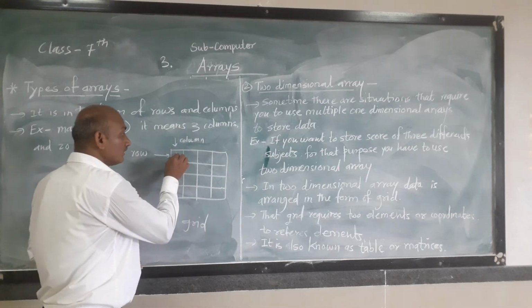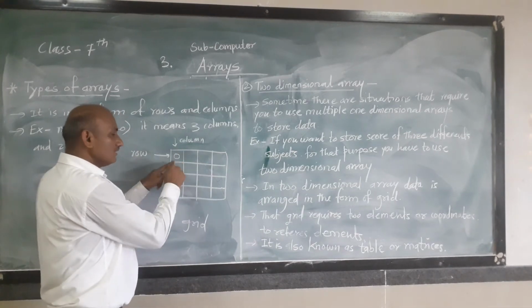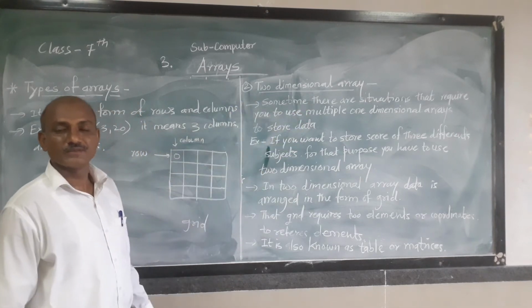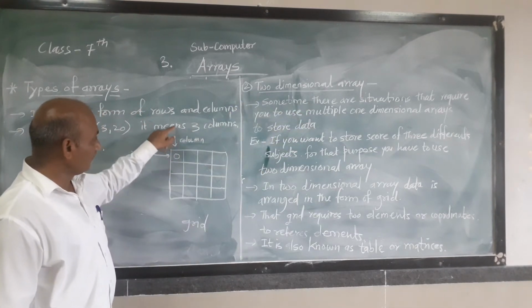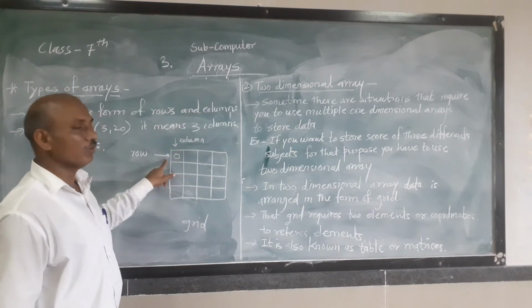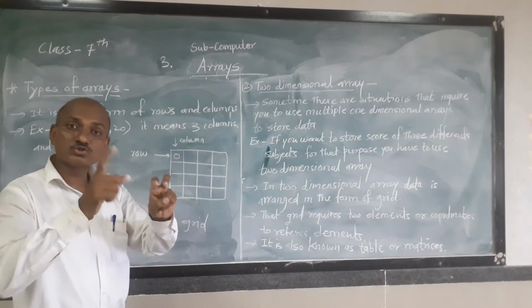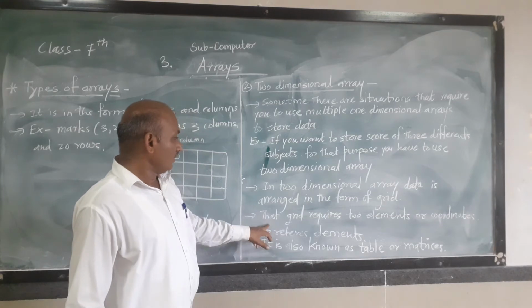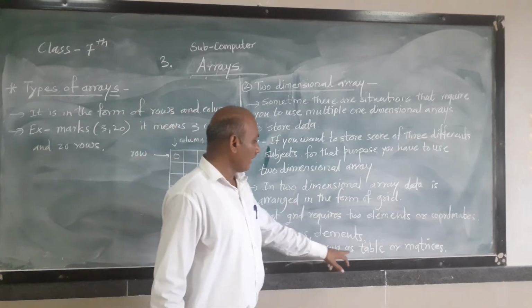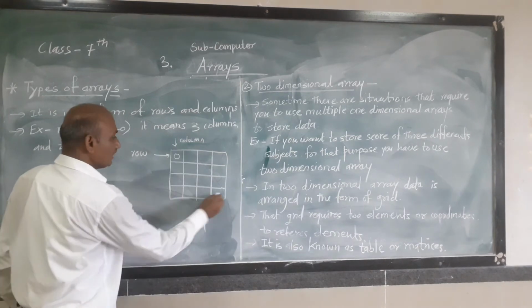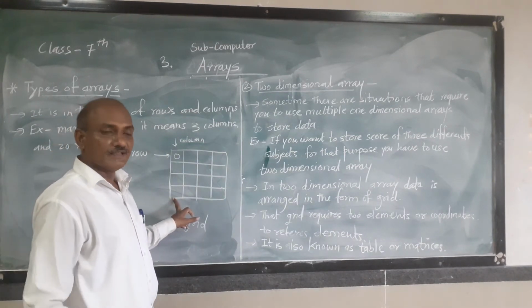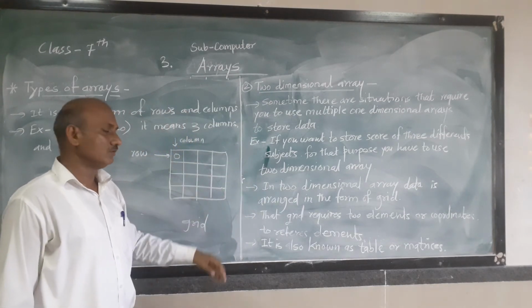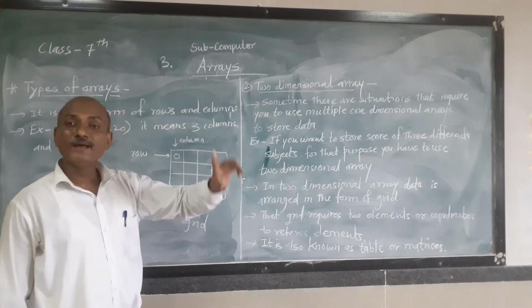Then we can store the value in this address by using a two-dimensional array. To store the value, we require column and row, meaning two elements. Rows and columns, these two elements we require to store the values. It is also known as a table or matrix. Two-dimensional array, the second name is table or matrix.